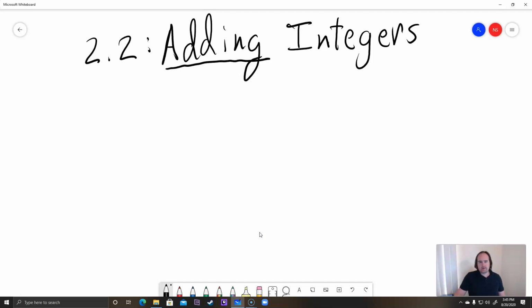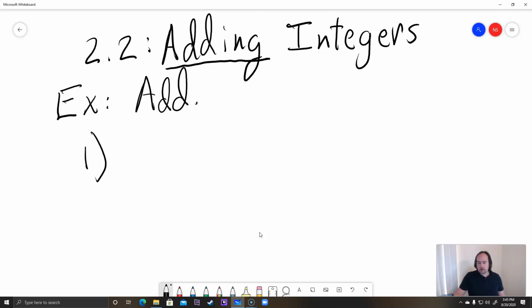We're going to work on this by example, and I'll do lots of examples to make sure you get really comfortable with all the different cases. Example: add. The instructions are just add. For problem number 1, I wanted to start by adding two integers that are positive, because that's the easiest case. So let's start by doing 5 plus 13.